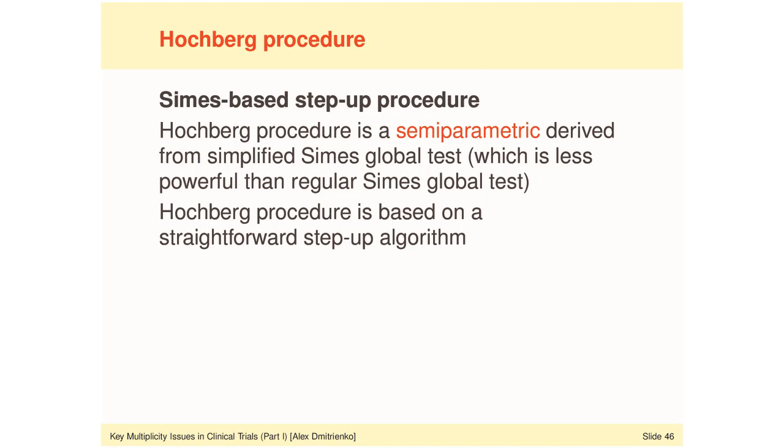It is derived using the closure principle, and the key difference between the Hommel and the Hochberg is that the Hochberg procedure is based on a more straightforward simplified version of the Simes global test, which results in a more straightforward step-up testing algorithm that will be defined on the next slide.